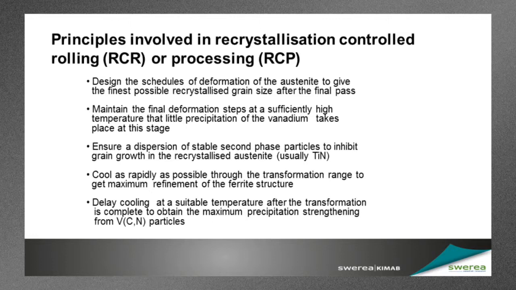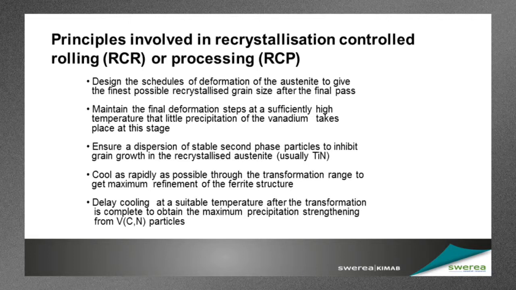Well, after that introduction in terms of the rather fundamental thermochemistry, I'd like to now give something like a recipe for the best way to produce good properties in the steel when we're using vanadium. And here are a list of points to follow in the recipe. We need to design the deformation schedules of the austenite, that's the rolling at high temperature, in order to obtain the finest possible recrystallized grain size at the end of the hot rolling process. We also need to ensure that the last stages of deformation happen at a sufficiently high temperature that little precipitation of vanadium takes place at this stage. We're going to want it to precipitate, but not yet.